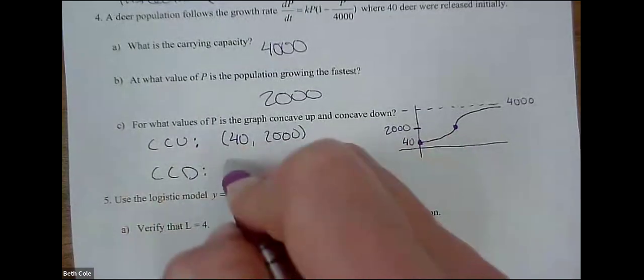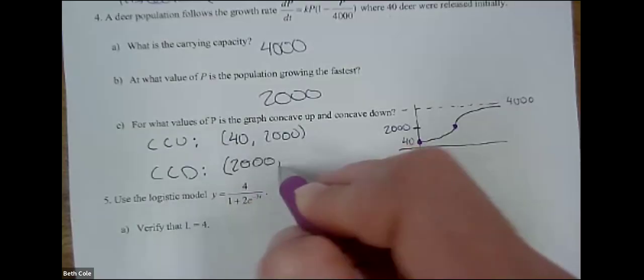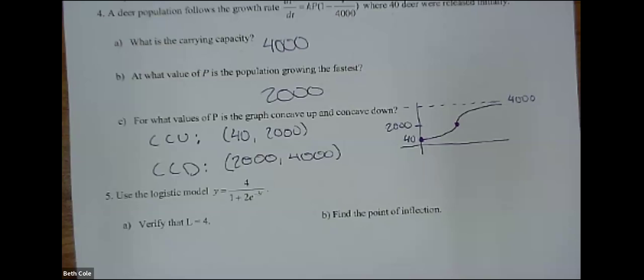And then concave down would be from what amount of deer to what amount of deer? Yeah. 2,000 to 4,000. Again, was that hard? No, but you have to memorize it. And when you're in the middle of the AP exam, logistic equations are not going to float to the surface of your brain super easily as maybe some other things, okay?